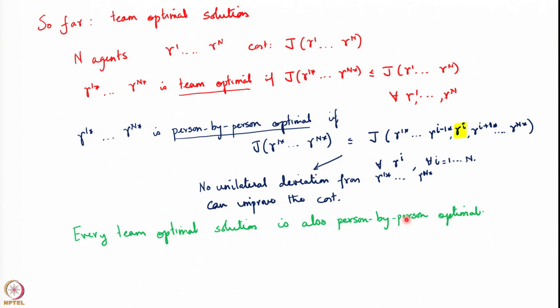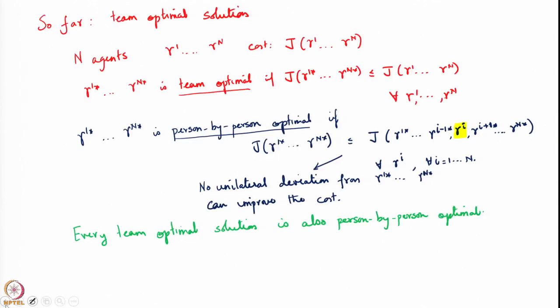Now, one can ask if there is any relation in the opposite direction, and remarkably there is in fact such a relation. So, let me write that down here. This is a neat theorem. The other thing to note here is that these notions of team optimal and person by person optimal are not limited to static team problems. These notions are not limited to static teams.